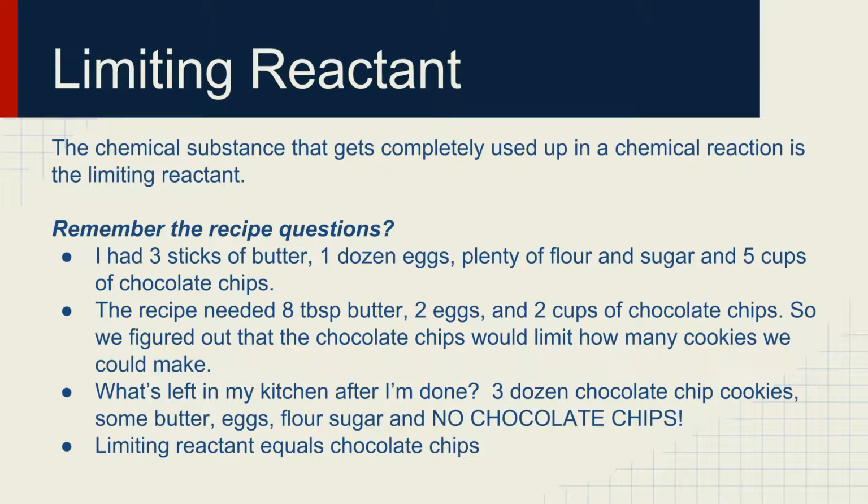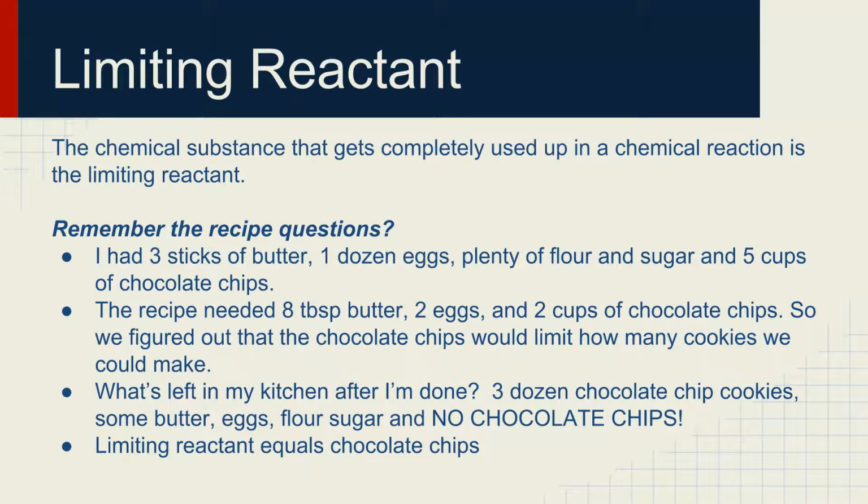So remember the recipe questions that I had? According to the recipe, we needed 8 tablespoons of butter, 2 eggs, 2 cups of chocolate chips to make 2 dozen cookies. But I only had 3 sticks of butter, a dozen eggs, plenty of flour, plenty of sugar, and 5 cups of chocolate chips. So when we used the ratios from the recipe to figure out how many cookies we could make, we realized that we would be able to make 3 dozen cookies because we would run out of chocolate chips after 1.5 recipes was made.